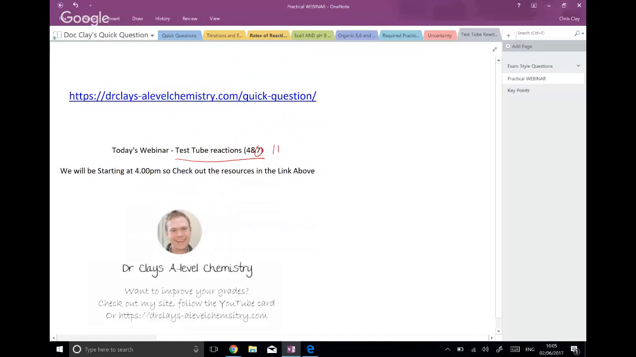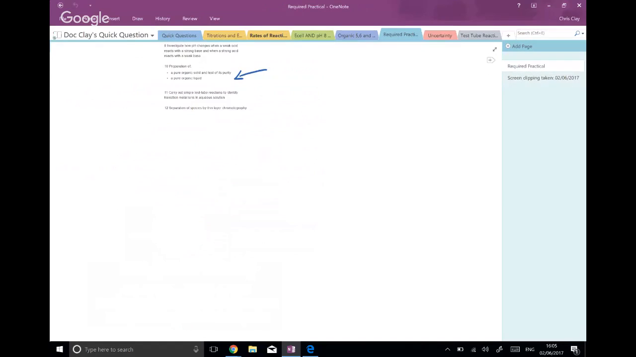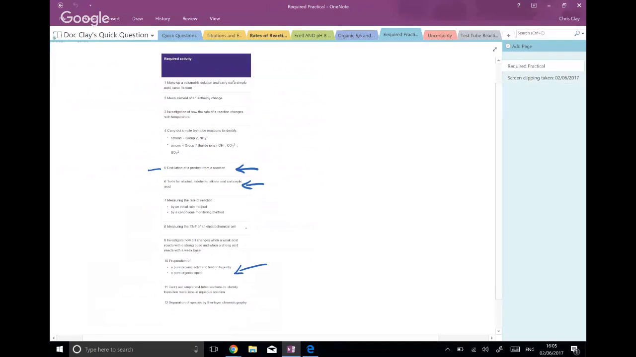We've been looking at all the required practicals in this session. We've already done 1, 2, 3. We've looked at the organic practicals, 5, 6 and 10. We've looked at 7, measuring rates of reaction. We've done 8, which is measuring EMF. We've done investigating how pH changes.